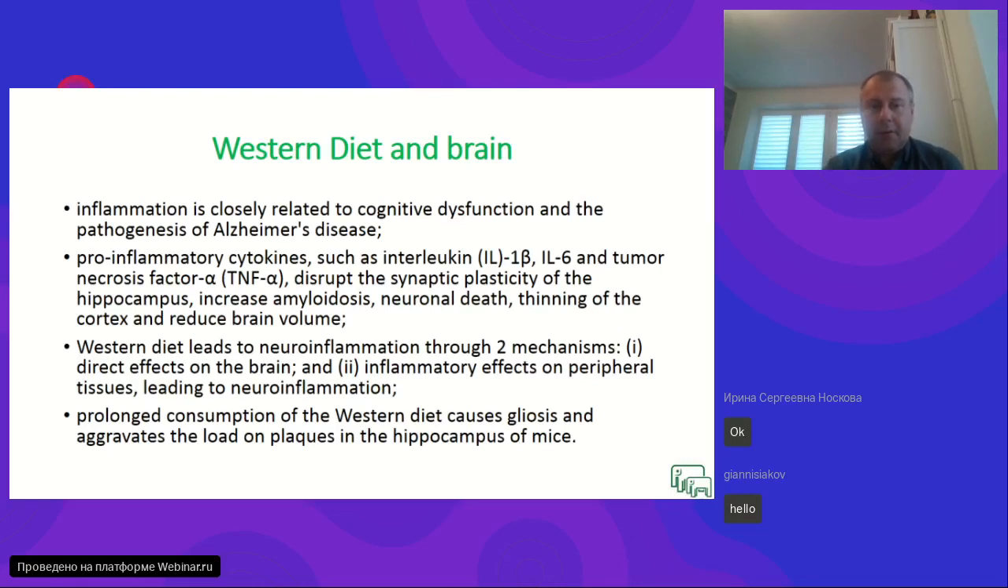So this Western diet leads to neuroinflammation through two mechanisms: direct effect on the brain and inflammatory effects on the peripheral tissues, leading to neuroinflammation. So by this example, I want to show you that improper diet leads to the development of atherosclerosis, inflammation, and cognitive decline in the brain. So to eat good, to have proper nutrition, is really a drug which prevents all these negative things.